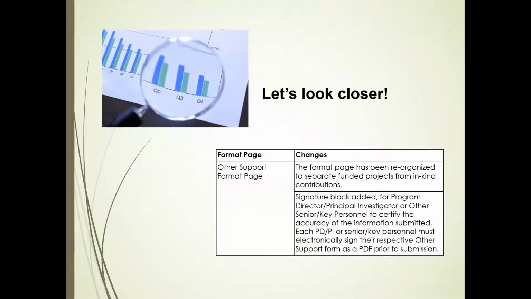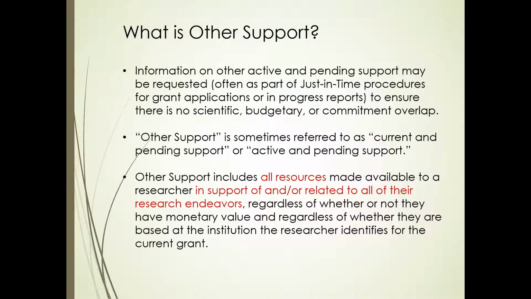So in your other support page, let's look at that. So this is information, like we mentioned before, it could be current and pending. It's normally requested when you get to a just-in-time part of the process where you're being considered for award, and they want to make sure that there's no scientific or budgetary or commitment overlaps that are occurring in the work that you're doing. You're supposed to include all the resources that are being made available to you in support of or related to all of your research endeavors, whether or not they have monetary value or not, and we'll talk about that more in just a bit.